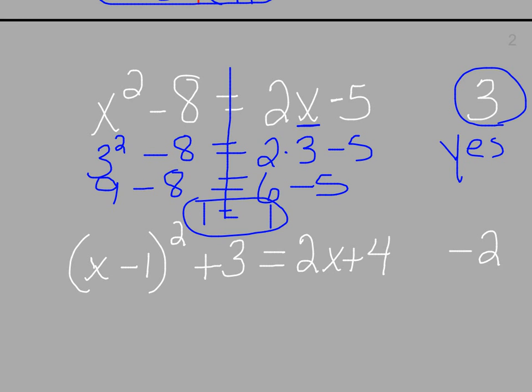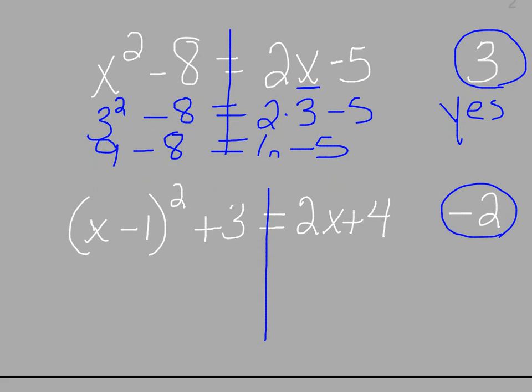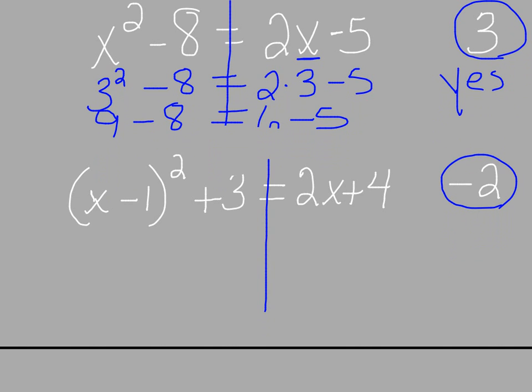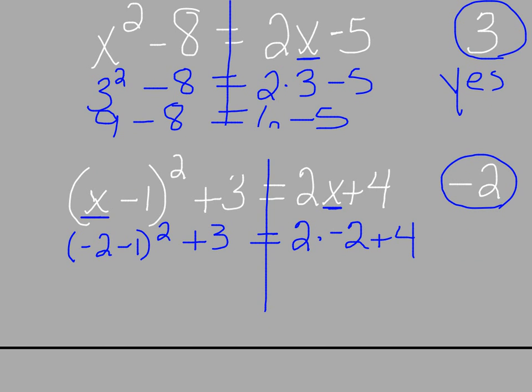Looking at this next one, I'm going to erase a little bit of this work so it doesn't confuse us. We have some with parentheses, but it doesn't matter. Again, you're just plugging this in where it goes and continuing to solve it. So I'm going to move this up a little bit. We get -2 minus 1 squared plus 3 equals 2 times -2 plus 4. What I did is I plugged in that -2 in both the places where the x is.